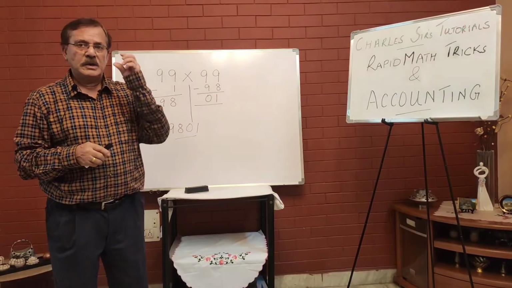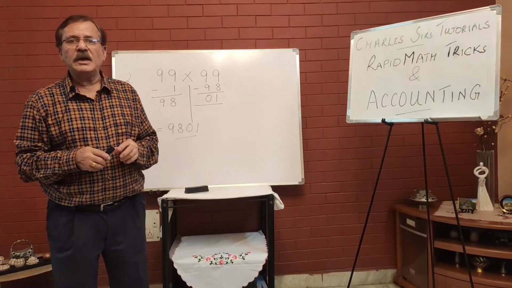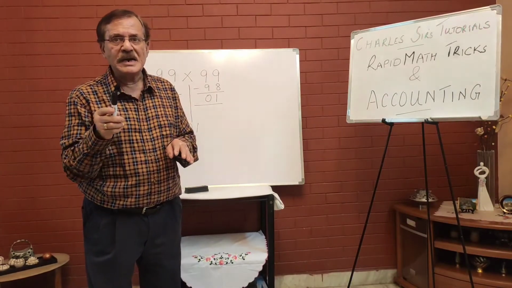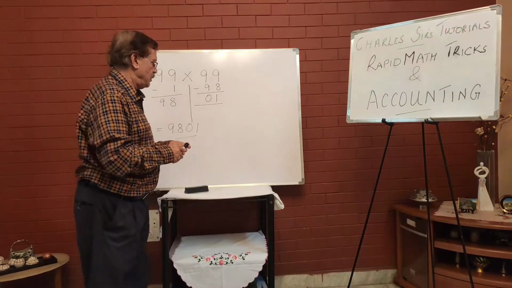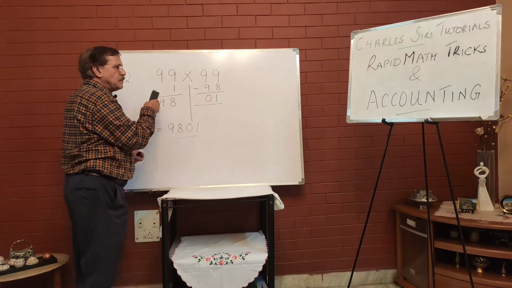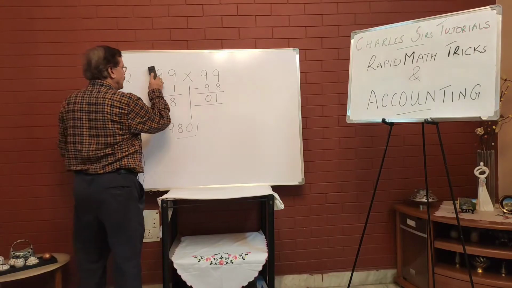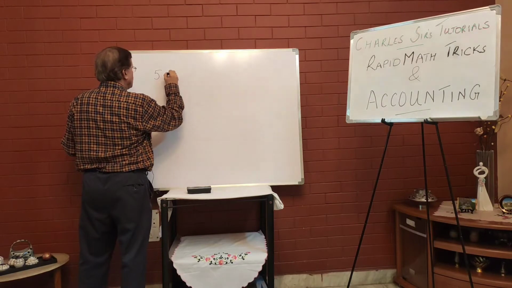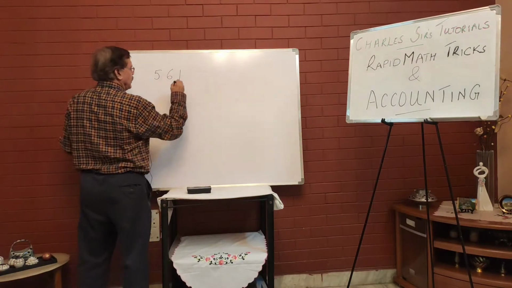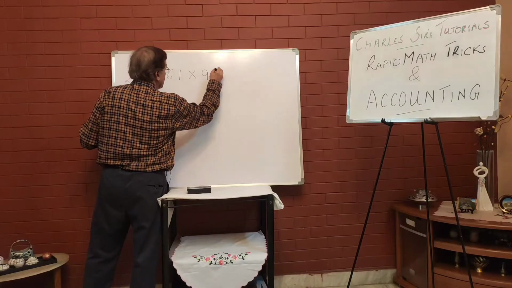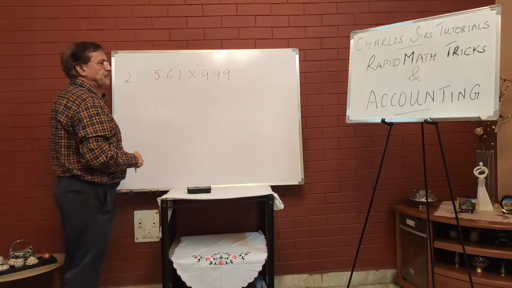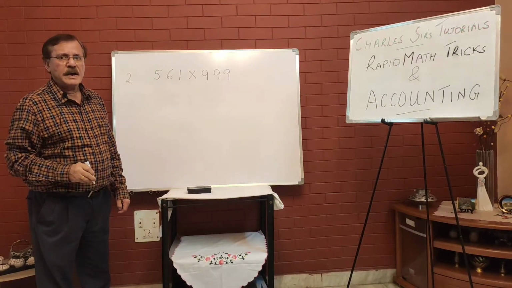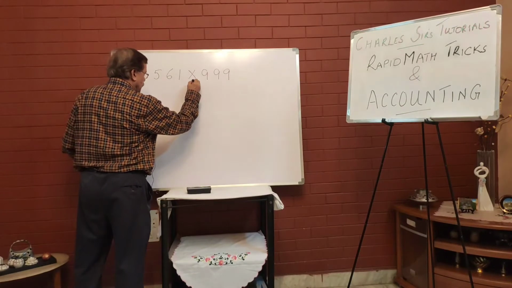Now we move on to trick number 3. Now in trick number 3, we have multiplication by any 3-digit number with 999. Any 3-digit number if you take, the concept is this only. There is no change in the concept. So I am giving you another question over here. Supposing you take 561 multiplied by 999. The concept is the same.